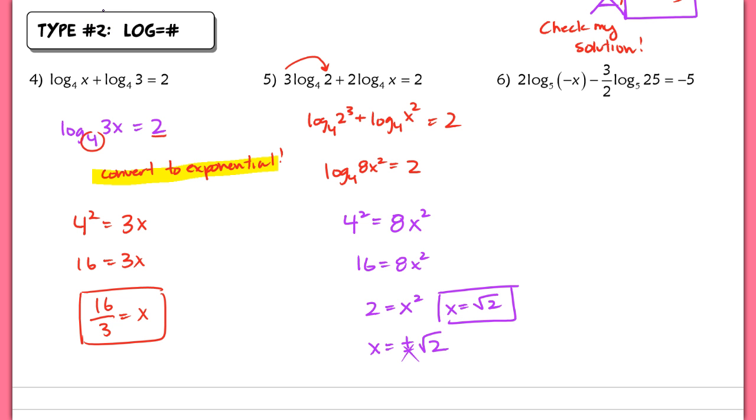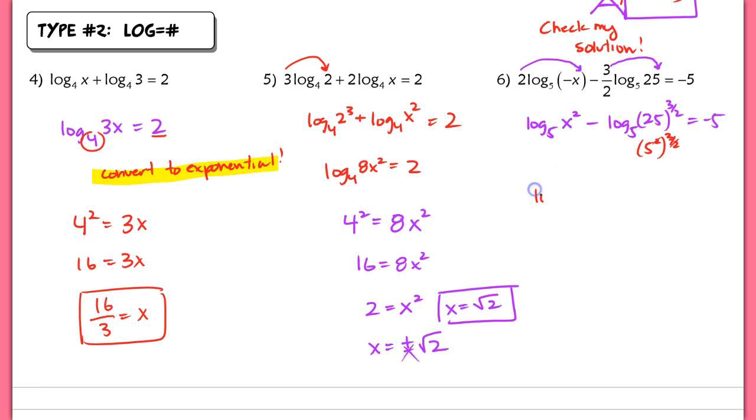Now in number 6, there's going to be a little bit more work here to just condense it. So let's start by taking that 2 and raising negative x to the second power. So we have log base 5, negative x squared actually turns into positive x squared. And then I have minus, let's take that 25 and raise that to the 3/2 power. So log base 5 of 25 to the 3/2 power. Now I want to simplify this 25 to the 3/2 power real quick. I'm going to write that as 5 squared raised to the 3/2. So that's really 5 cubed, right? The 2's will cancel, so that's 5 cubed.